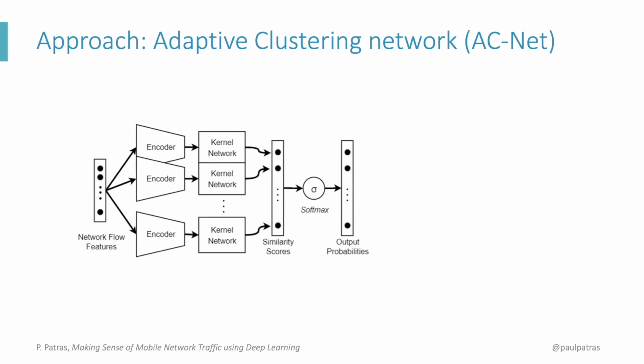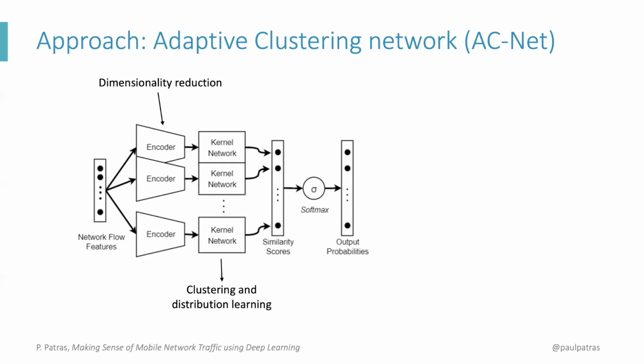So what we basically do, it's a network. Think about, if you look at the top, you have a parallel stream for every type of traffic about which you want to learn something. So you take the network flow features that you extracted previously, and the first thing is you pass them through encoders. The idea here is to reduce dimensionality.